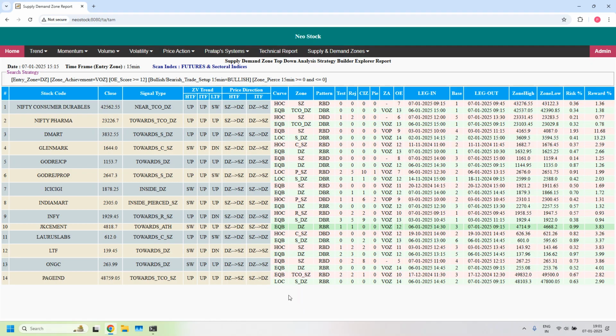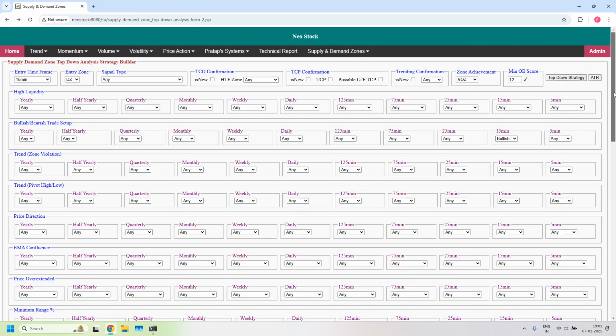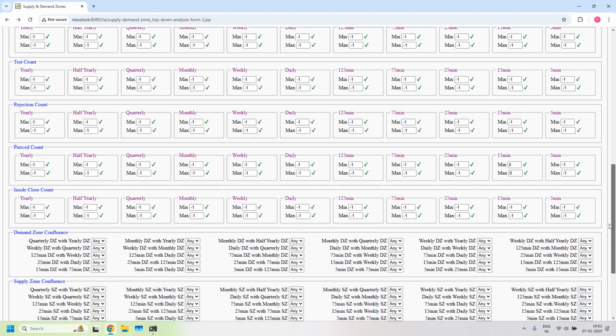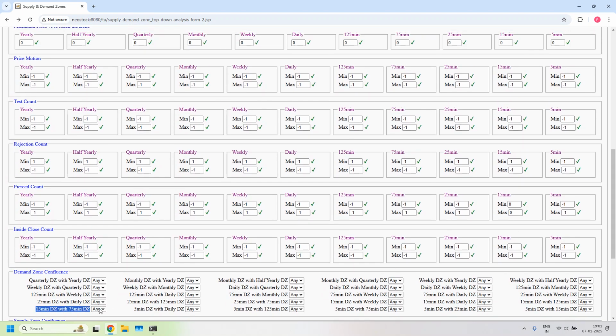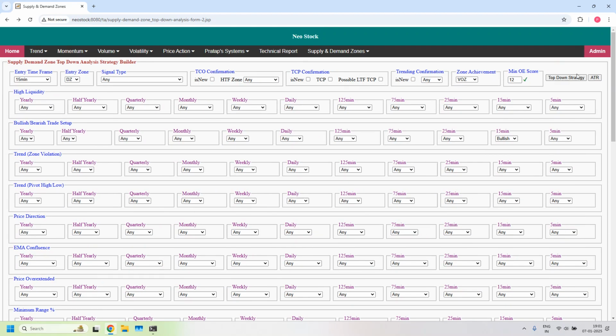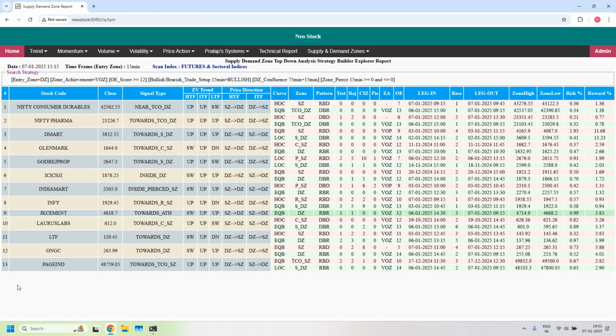Out of these 14, 15 minutes demand zones, some are already high probability based on high liquidity zones. We can further filter based on the next high probability parameter, zone confluence. First filter is LTF and ITF demand zone confluence. That is 15 minutes demand zone with 75 minutes demand zone confluence. I am enabling the filter. With this filter, 13 stocks are filtered. In all these 13 stocks, these 15 minutes demand zones are part of the 75 minutes demand zone. And 75 minutes trend is up in all these stocks, ITF trend.